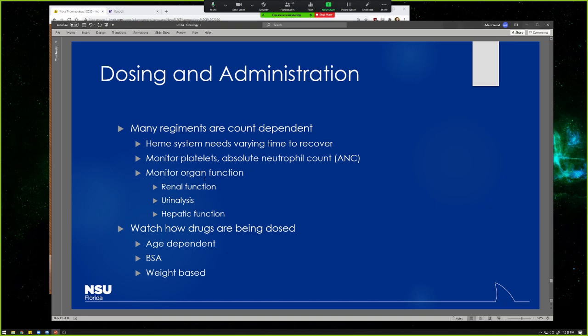And how we dose these drugs is also really important too. So some of it may be age dependent. Some of it may be weight-based. A lot of it tends to be BSA-based, right? So body surface area, where you're taking into account both the patient's height and the weight. And so you definitely want to watch for that to see, should you adjust patients' doses based on these changes here.